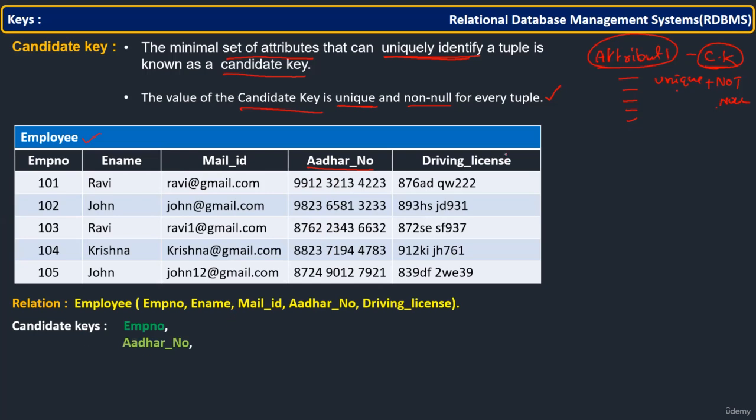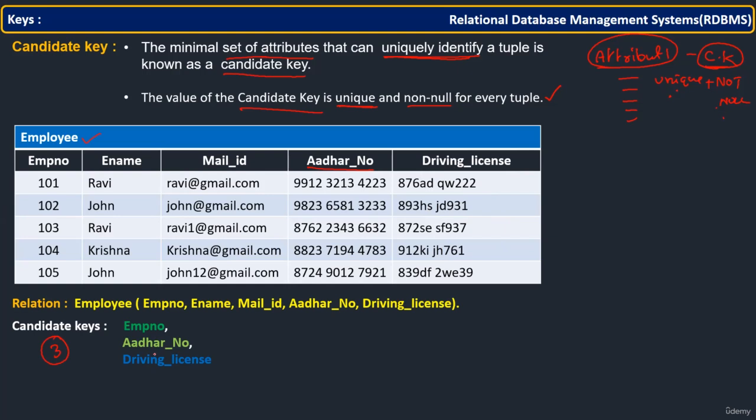And another one is what? Driving license also. Assume that every employee in your company must have a driving license, if you have that constraint. Every driving license number is also unique. No two numbers are the same. And as we put the constraint, everyone must have a driving license, so no null values. So this field is also satisfying uniqueness and not null. So that is also a candidate key. So these are the three different candidate keys that are possible.